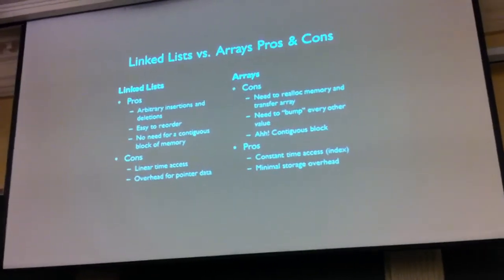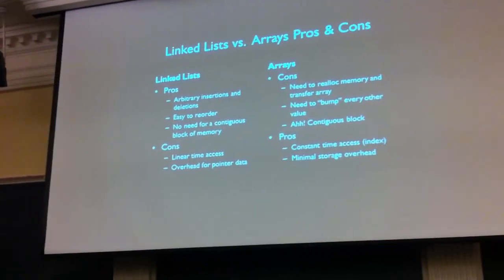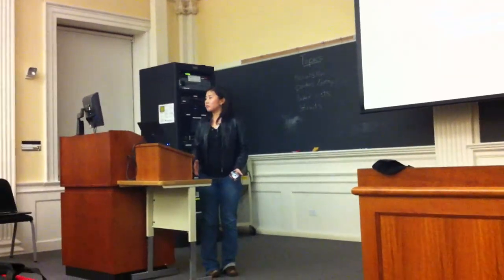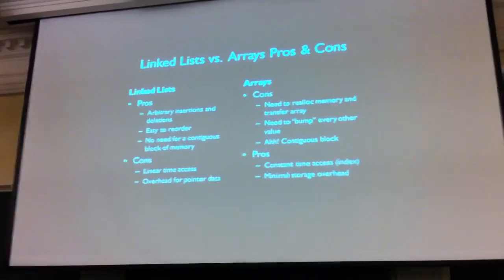So say you have an array of 5 items, and you want to delete the second thing. Then what you essentially have to do is take out the second thing, and then copy the first, third, fourth, and fifth items into a new array. Whereas in a linked list, you can just delete that node and stick everything else together.